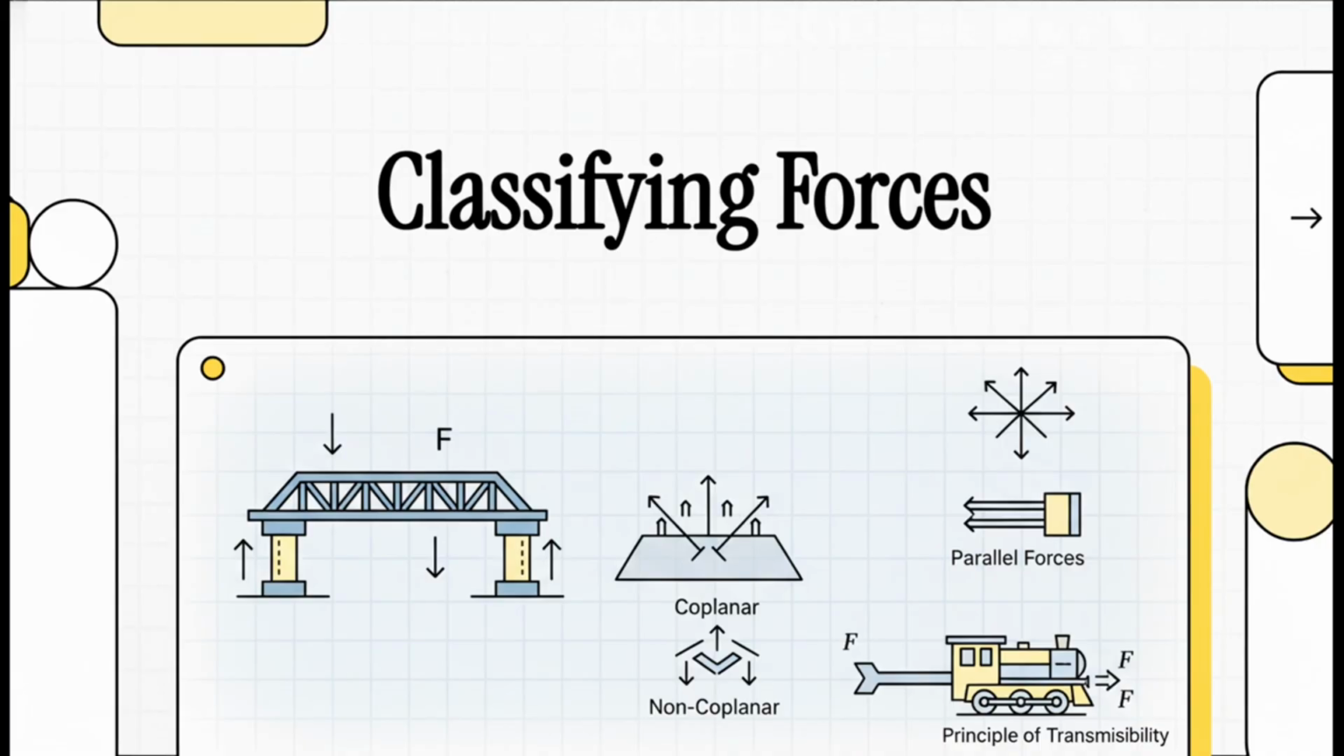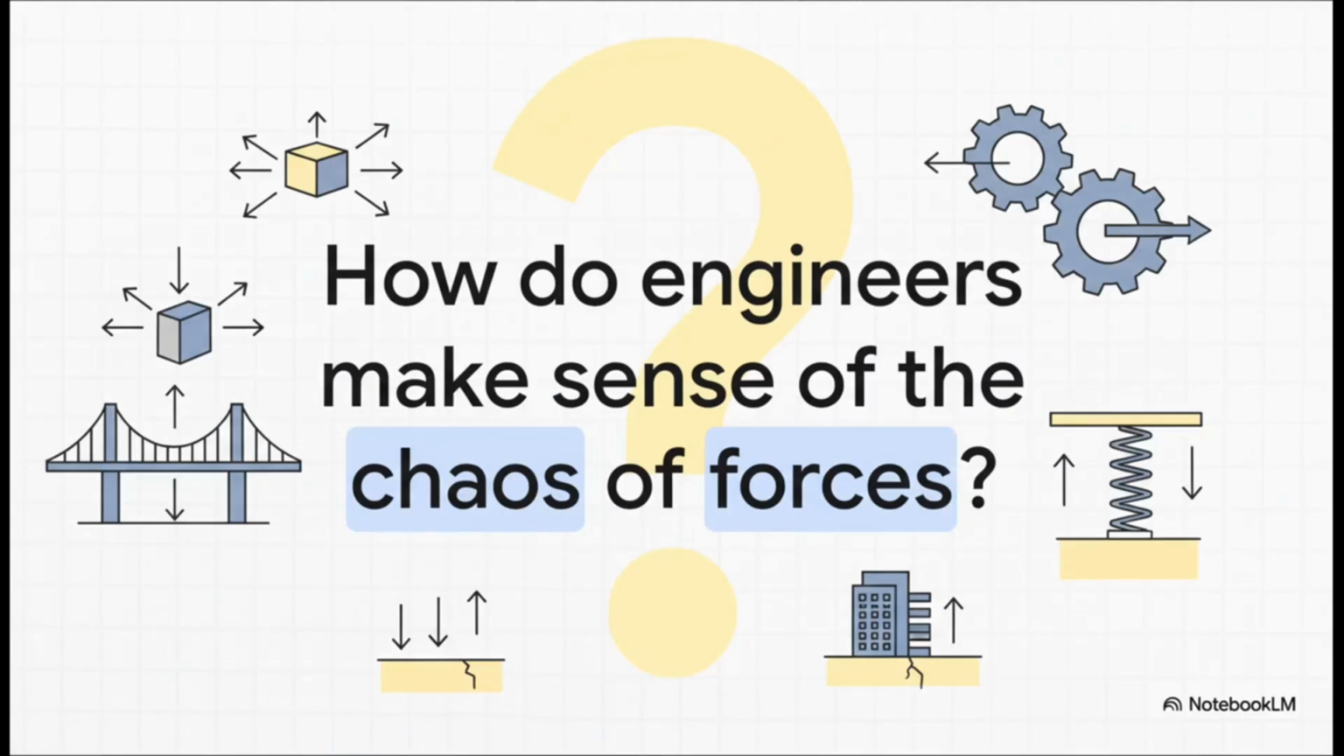Well, it all starts with a system, a way to organize that chaos, and that's exactly what we're going to break down today. Right? Take a look at any bridge. It's a battlefield of forces. To have any hope of predicting whether that bridge will stand for a century or fail spectacularly, engineers need a shared language, a way to describe all those pushes and pulls. It all begins with classification.